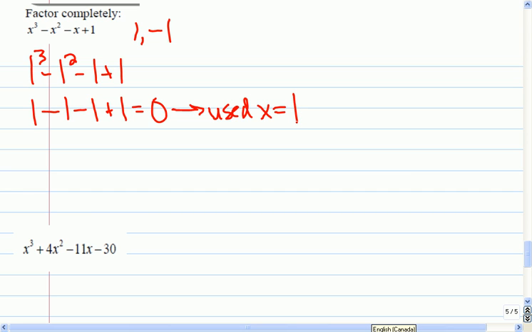was x equal to 1. What's the factor going to be? Good. So the factor is x minus 1. Okay? So now we have a place to start. We can do some synthetic division.